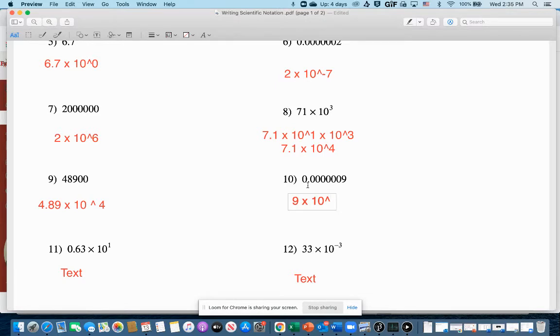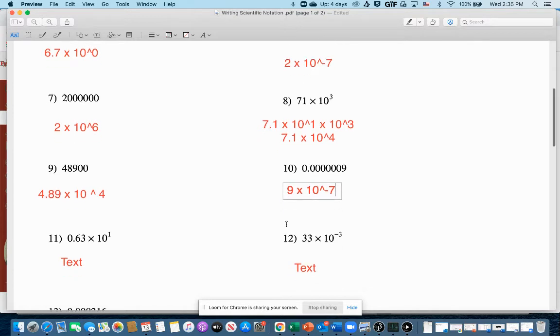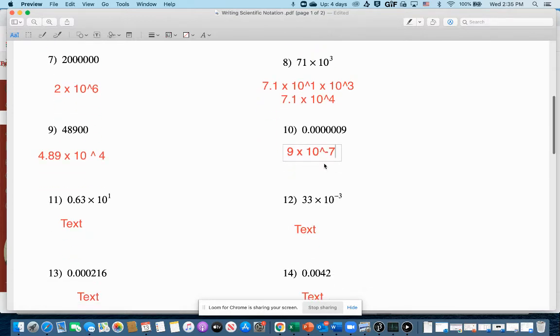So that's going to put me, I believe, at 7. 1, 2, 3, 4, 5, 6, 7. And since this number is smaller than 1, this is negative 7 right here. Okay? And that will give me 1 over 10 to the 7th. So that'd be 9 over 10 to the 7th, which would give me my right answer right there.